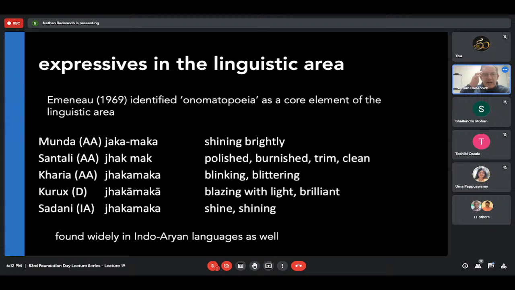And so I feel that it's quite important to look at how expressives are used in contemporary multilingual settings as well, to understand some of the social history that could have helped bring about this remarkable phenomenon of shared expressives in the South Asia linguistic area.